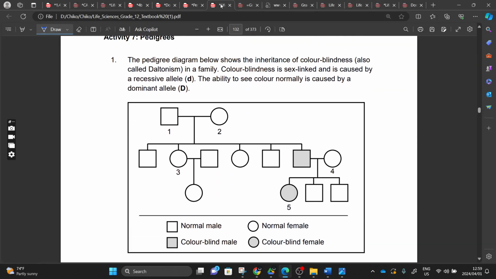Number 1, a pedigree diagram shows the inheritance of color blindness. You can do this. This will be your homework. Then you know that color blindness is sex-linked and it's caused by a recessive allele. They gave you letters now. Our statement says unless otherwise, if they don't give you letters, you are going to use capital letter B and small letter b. But here they give you a capital letter D and a small letter d.